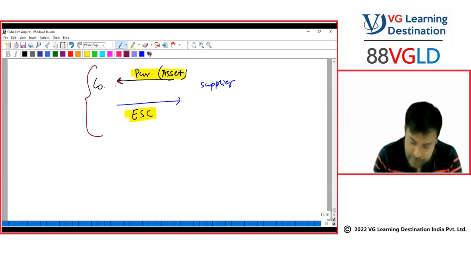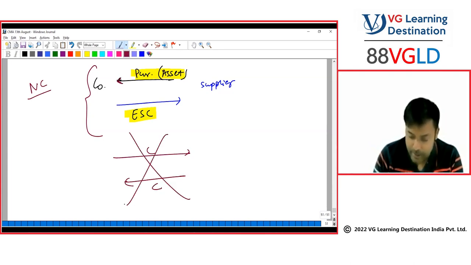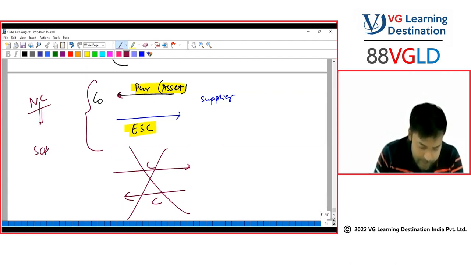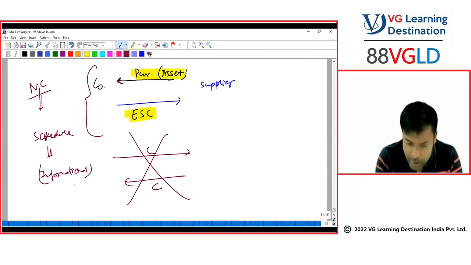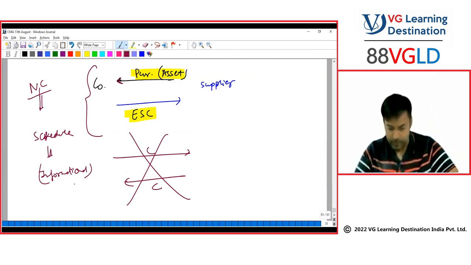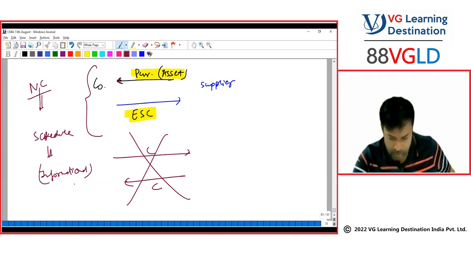Again, very nice. It is going to be non-cash because, again, no cash is going, no cash is coming in that case. Correct. It is not going to be part of the cash flow statement. You are going to have a separate schedule for that. It is more informational, so that you get to know what other transactions are happening because of the non-cash items. I hope it is clear, everyone. Okay, let's move.